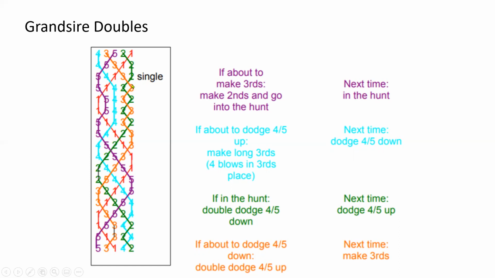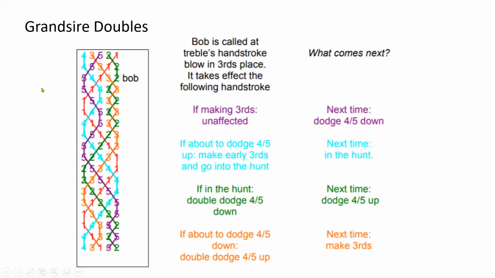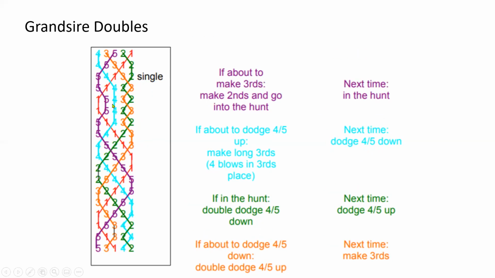Slight difference then, if you look back at the bob in Grandsire, you'll see that 2 different bells made thirds. In the single, 1 bell makes long thirds. So what that's essentially done is it's swapped 4 and 5 over compared with the bob. It swapped 2 bells, as a single always does.